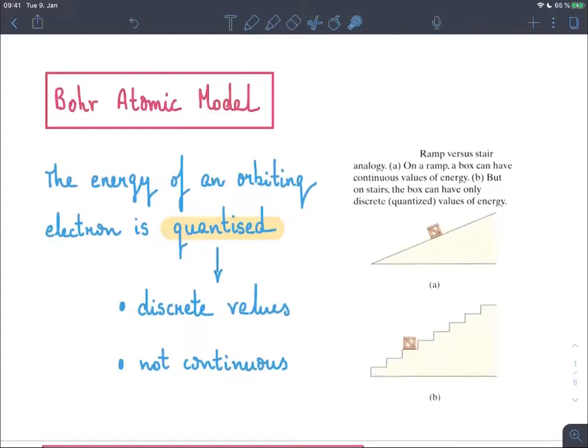This concept perhaps can be understood if we consider the analogy of the ramp versus stairs. If we imagine a box pushed up a ramp, then it could possibly have any value of gravitational potential energy, since it can be at any height with respect to the floor. However, on stairs, the box can only have specific values of energy, and hence, in situation B, we say that the energy of the box is, as we're saying, discrete or quantized.